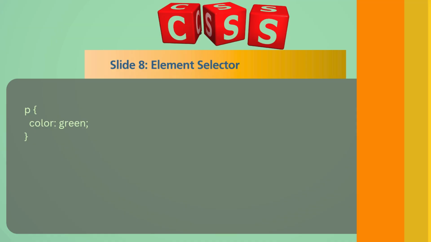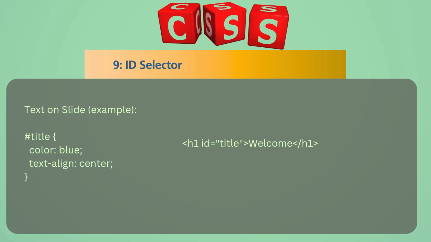Now, the ID selector. An ID selector starts with a hash symbol. Hash title is the ID selector, and within the braces you can give color blue and text-align center. Then you have to attach it to the HTML like id equal to title, using the h1 tag. An ID selector starts with a hash symbol. It targets one unique element with that ID. Remember, IDs must be unique per page.